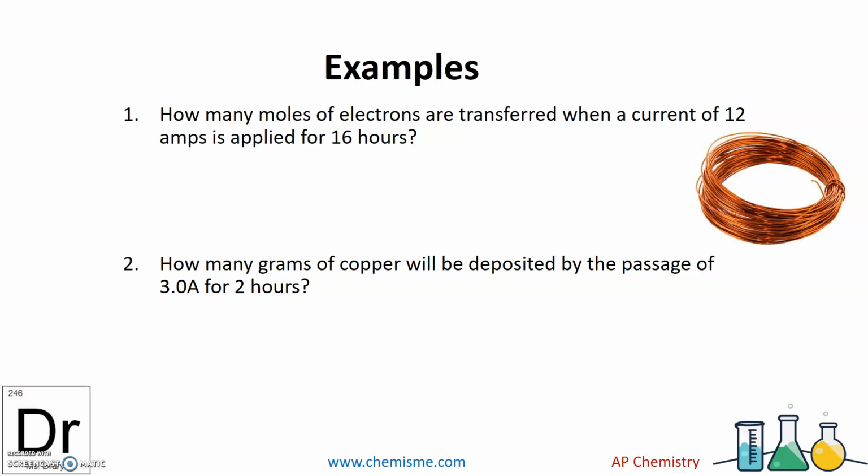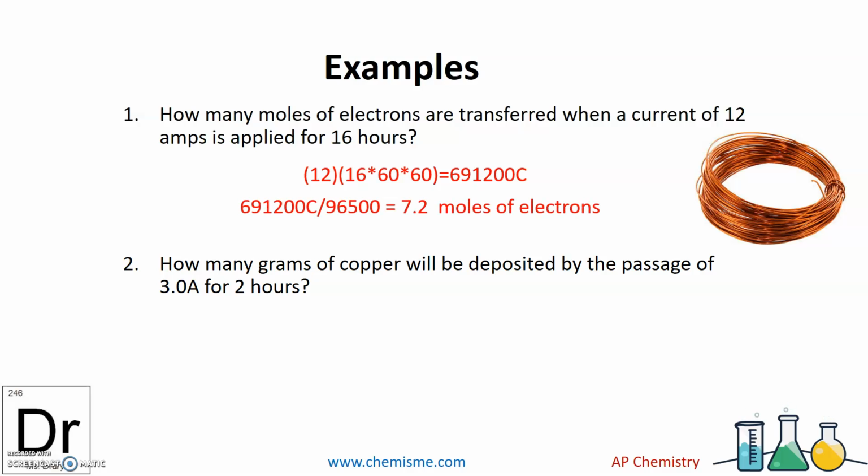So for example, how many moles of electrons are transferred when a current of 12 amps is run for 16 hours? If I want to use my CATS rule, I'm going to do my current of 12 amps times the time in seconds, so 16 times 60 times 60, and that shows me how many coulombs there are. And if they want to know how many grams of copper will be deposited by a passage of 3 amps for 2 hours, I'm going to use the CATS rule again. Amperage times 2 hours times 60 times 60.